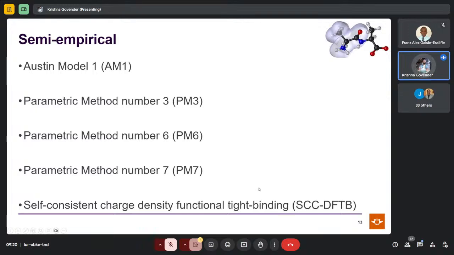So there are still approximations, there are still parameters involved. So you can still end up with the same situation where you will not get answers for systems that are not parameterized.